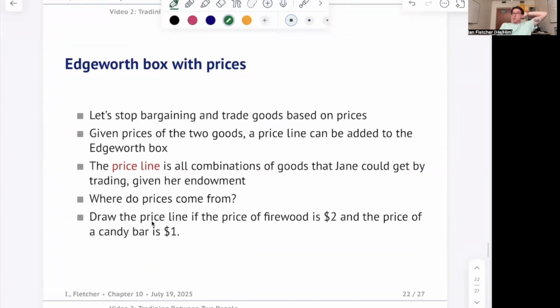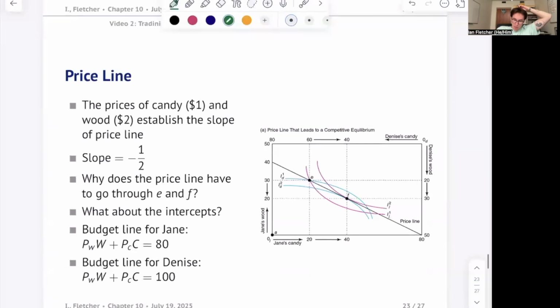And so the Edgeworth box, when we start to introduce prices, is let's stop bargaining and trade goods based on prices. So given the prices of two goods, a price line can also be added to an Edgeworth box in order to illustrate combinations of goods that Jane could get by trading given her initial endowment. So where do these prices come from? Well, going back up here, let's assume that the price of firewood was $2 and the price of a candy bar is $1. Then we would be able to draw this line for Jane that would draw along this way.